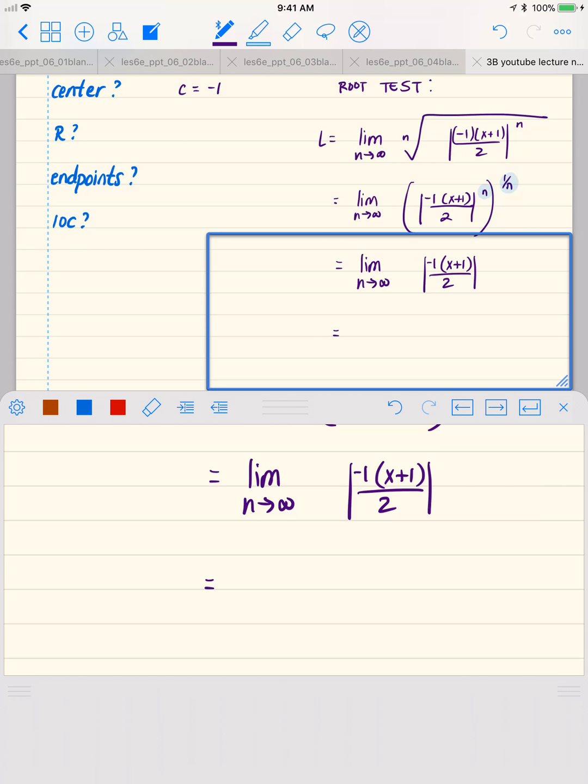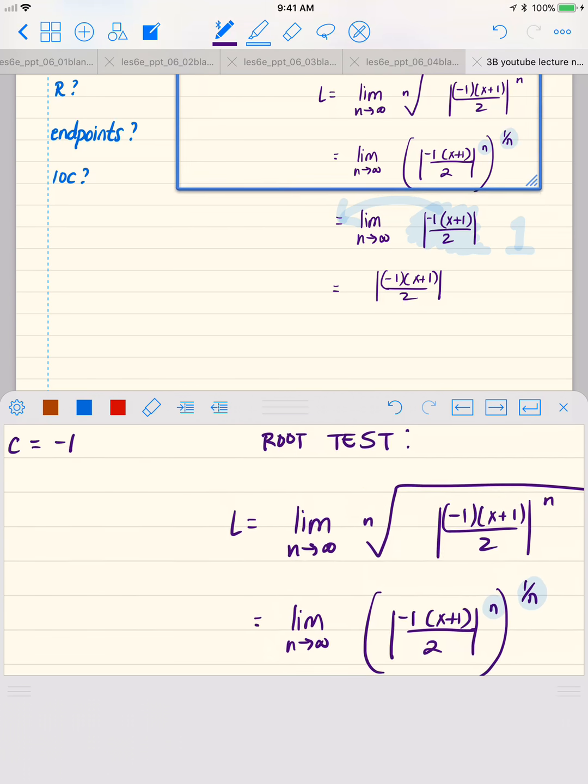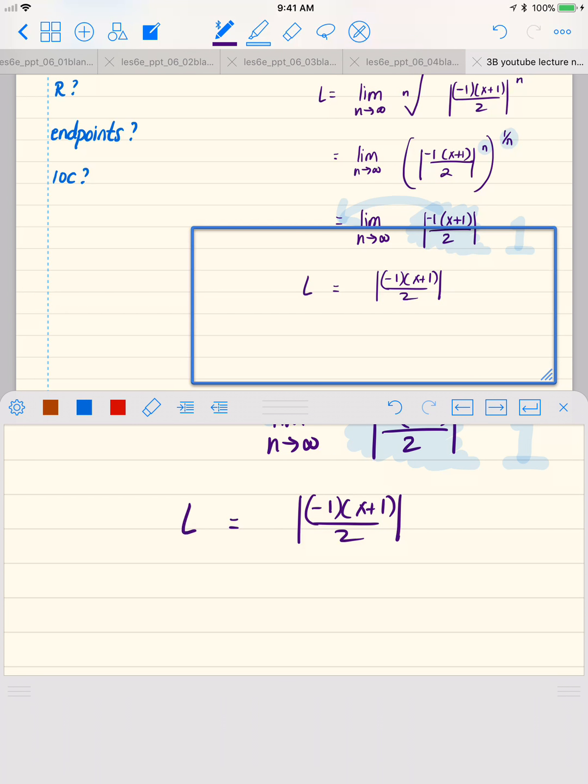This is just going to be the absolute value of negative 1 times x plus 1 over 2, because this expression has nothing to do with n, right? So we can actually pull it out to the front, and we're just left with a coefficient of 1, and the limit as n goes to infinity of 1 is just 1. But we've got that our limit, so L is equal to this value. So in other words, L is equal to the absolute value of x plus 1 over 2.